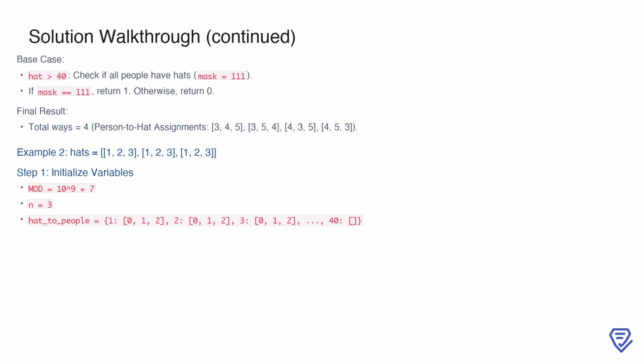Moving on, let's consider another example. Here, all 3 people like hats 1, 2, and 3, so our hat_to_people mapping will have hats 1, 2, and 3 each mapping to 0, 1, 2, while the rest of the hats map to empty lists. We again proceed with dynamic programming to calculate the total number of valid assignments.